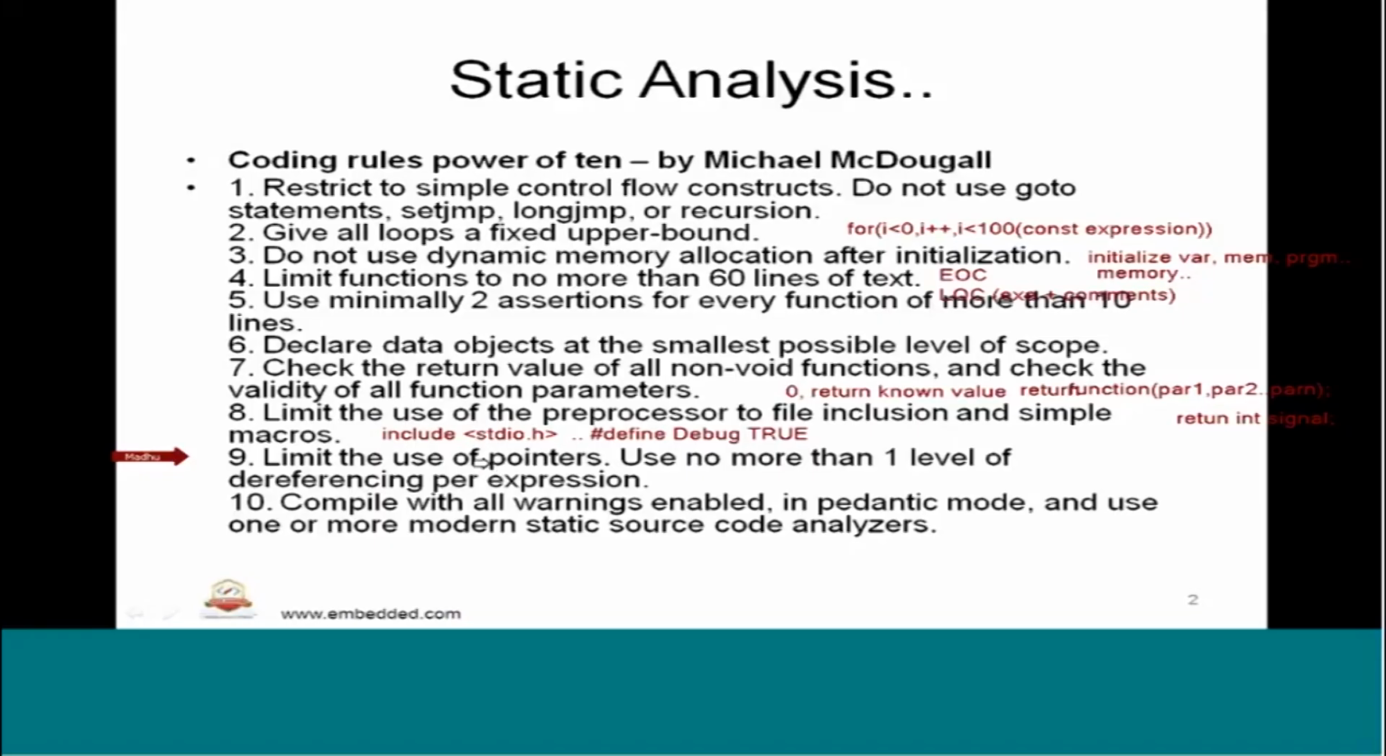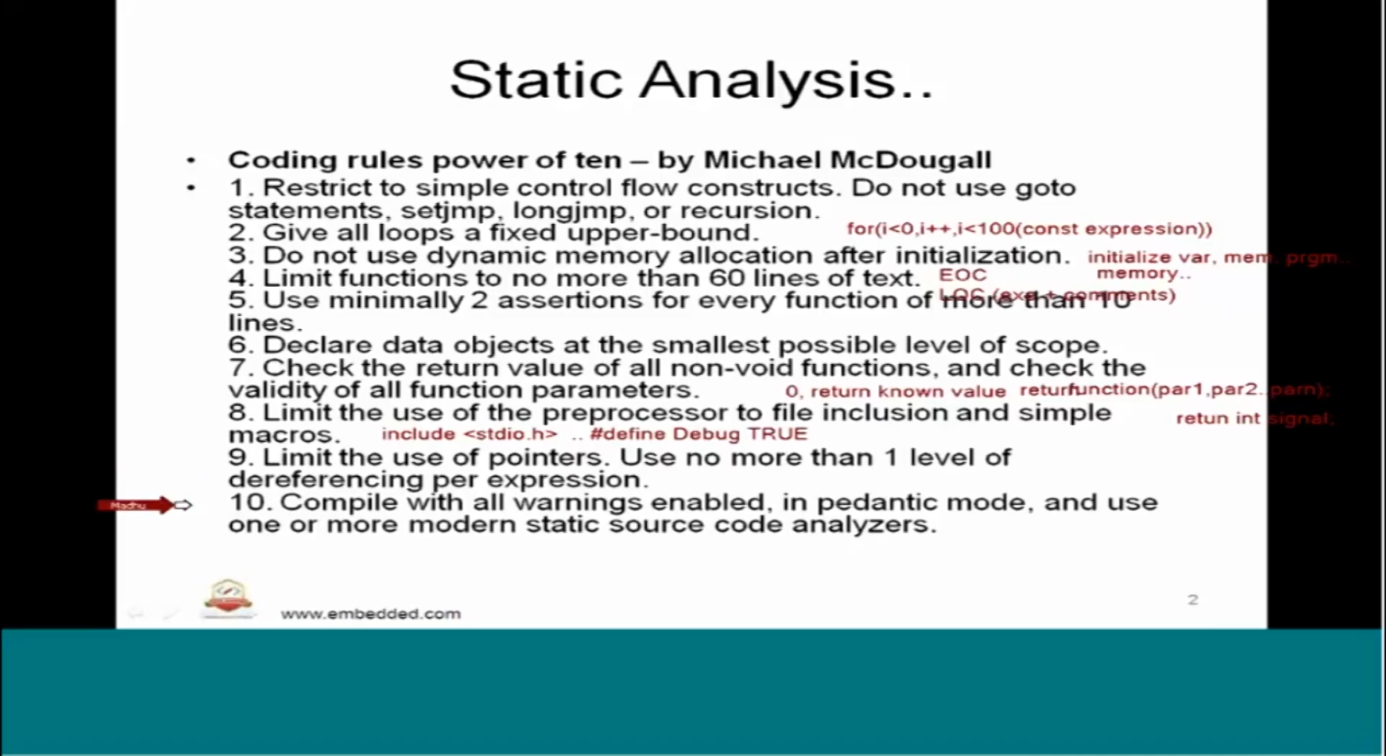Next one is: limit the use of pointers. Pointers are a very important aspect in embedded systems, pointing to the memory that is referenced when it is used. So try to use pointers as simply as possible in terms of referencing, and try to use arrays, variables, and all that. When it is absolutely necessary, use pointers. Use no more than one level of dereferencing per expression. That means we have referencing and dereferencing for pointers. Better not to use more than one level of dereferencing of pointers.